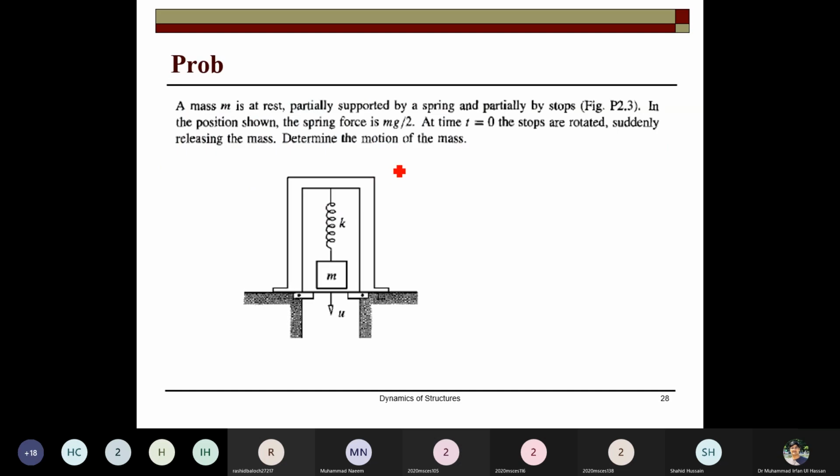The mass is at rest, partially supported by a spring and partially by stops. In the position shown, the spring force is mg by 2. At time t equal to 0, the stops are rotated, suddenly releasing the mass. Determine the motion of the mass. This is also a problem from the Chopra book. The spring force when it is at rest is already there, already there is some force of mg by 2. There are stoppers, and when the stoppers are rotated so that the spring can move, the spring is suddenly released. So the additional force developed in the spring is Ku. Determine the motion of the mass.